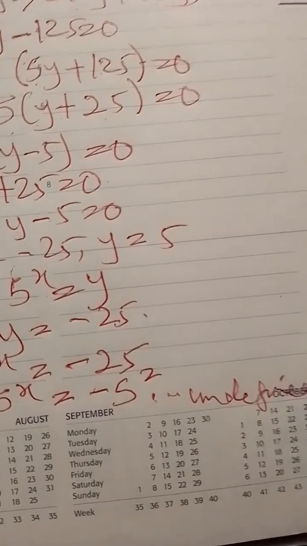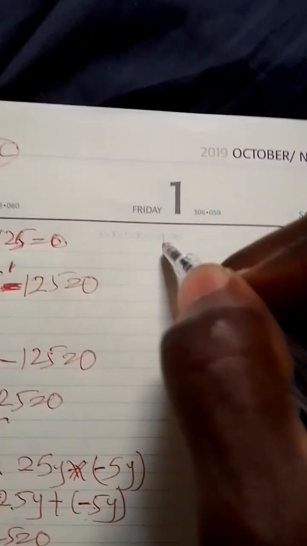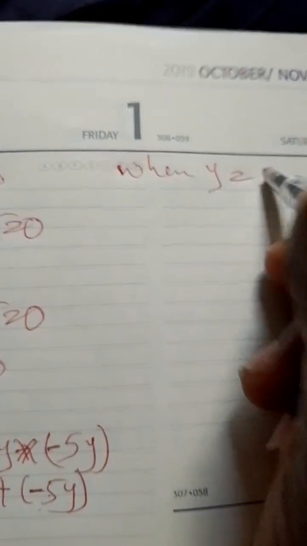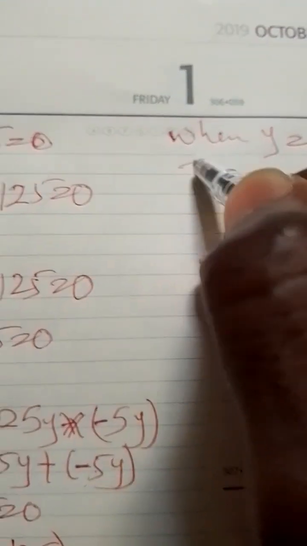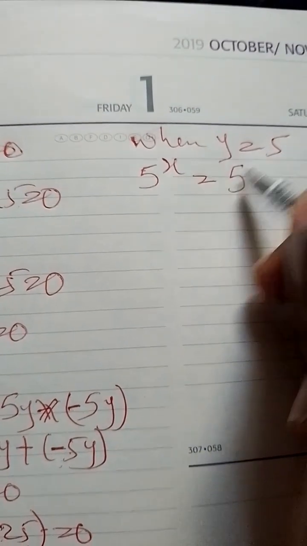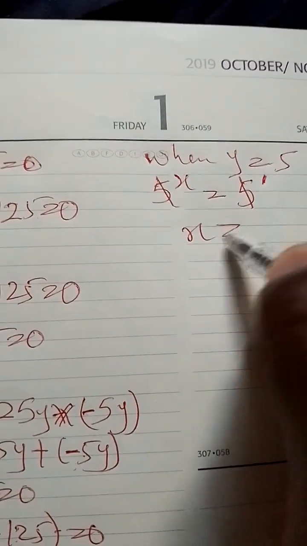Is that clear? Now, come back here, when y is equal to 5, we can now say 5 raised to power x equal to 5 raised to power 1. So 5 cancel 5, that means x is equal to 1.